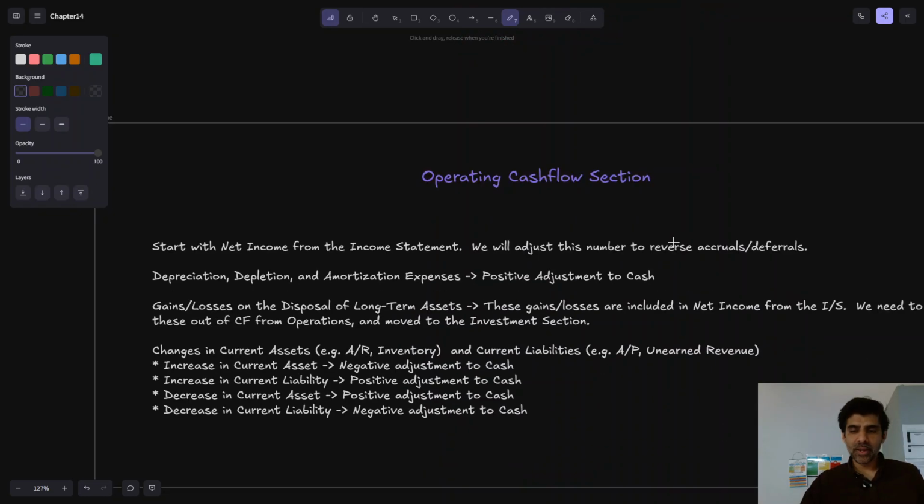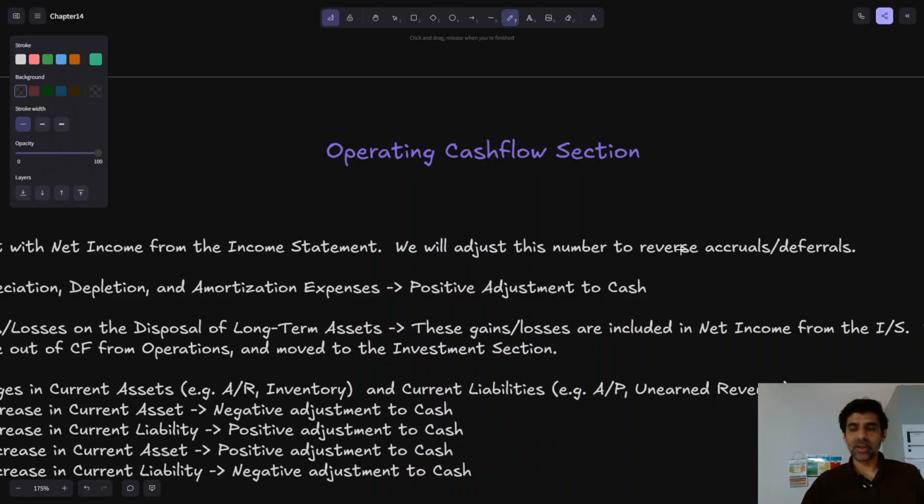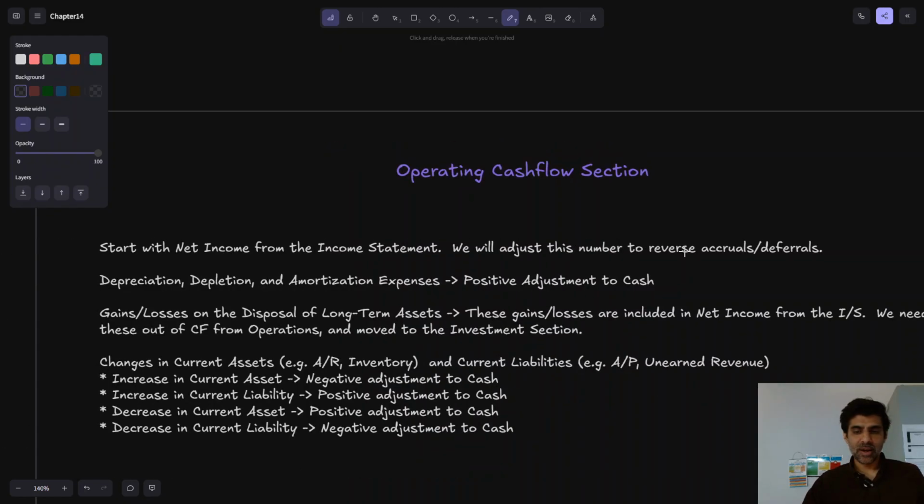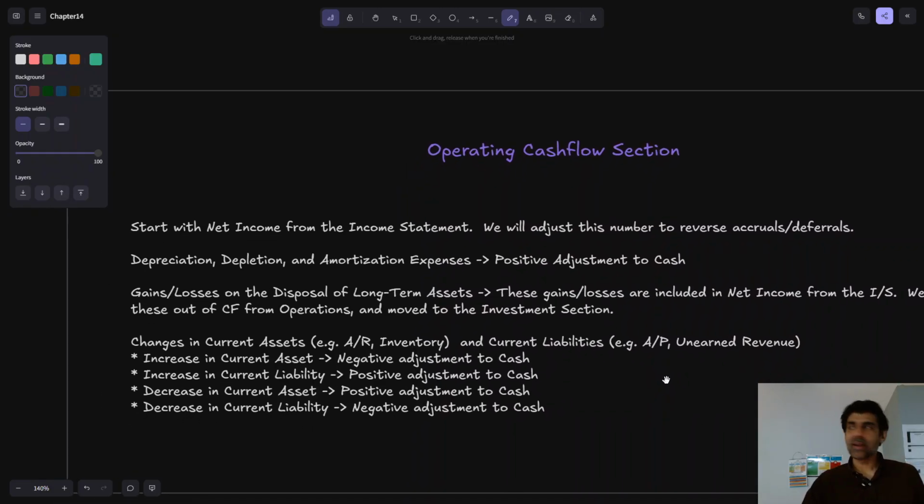Okay, so the operating cash flow section is weird in the indirect method. There's a bunch of adjustments that are not intuitive that you're going to have to make, and I'm going to try to explain it conceptually. I think at first you're going to forget and it's not going to be intuitive, but the more you think about it and try to remember what we talked about today, hopefully it will become intuitive.